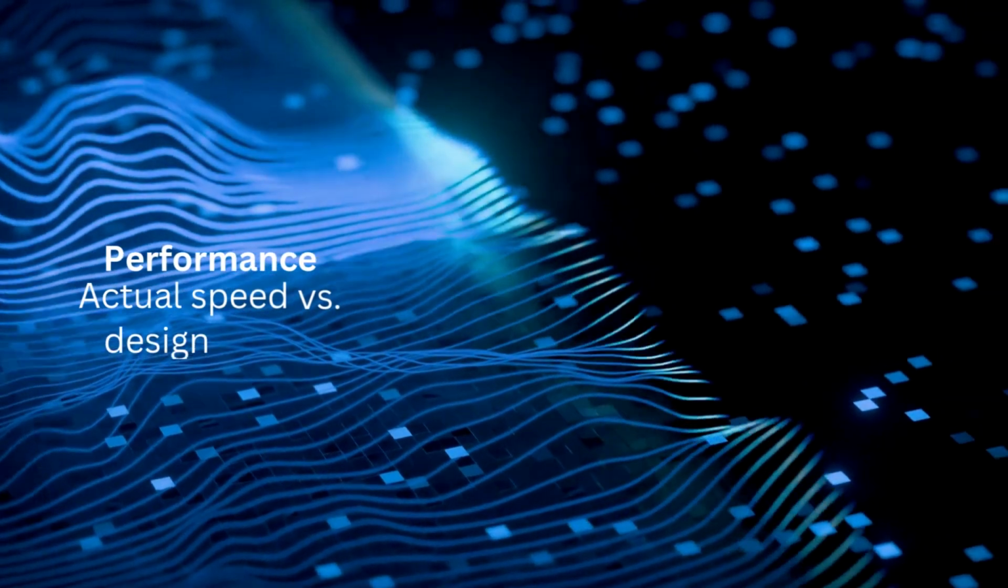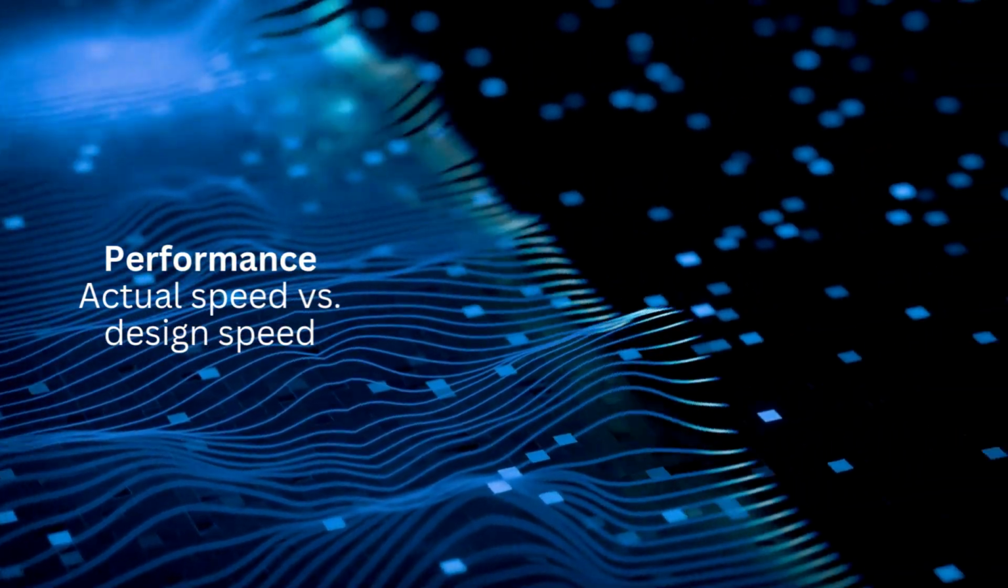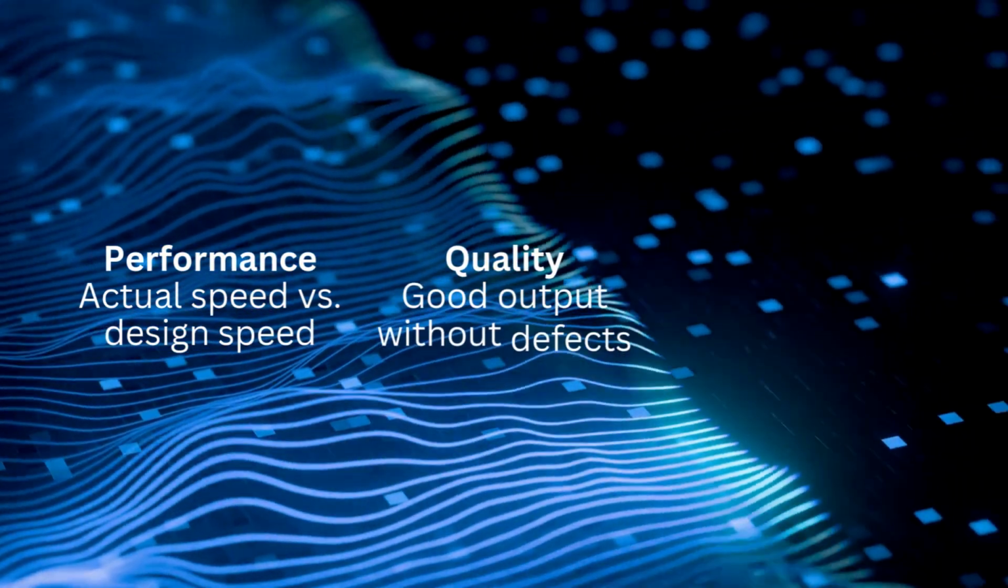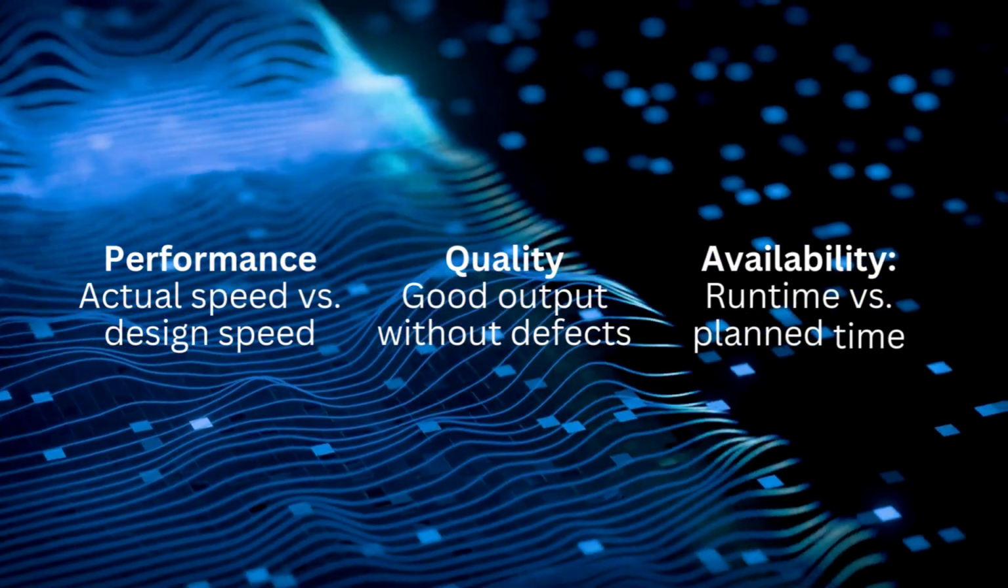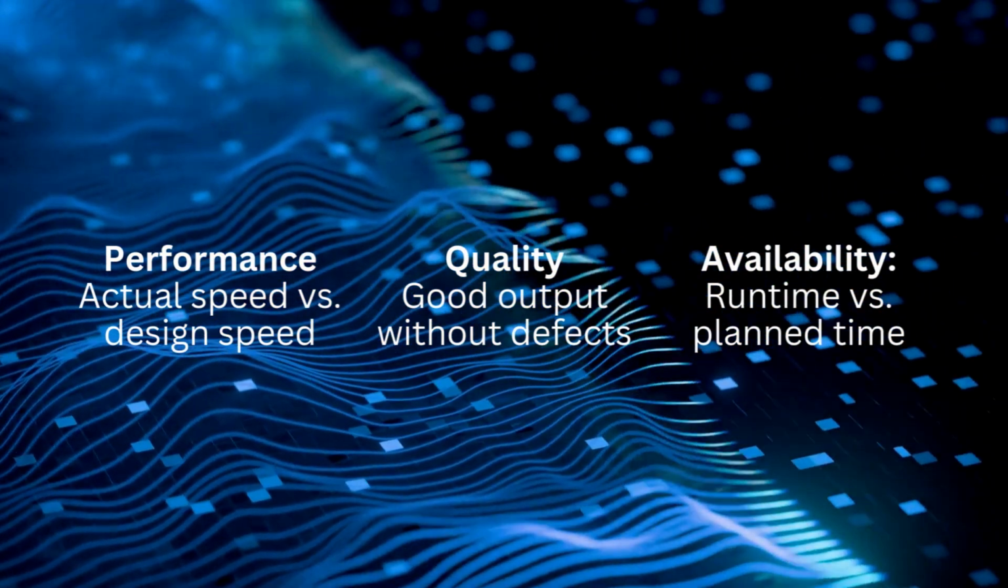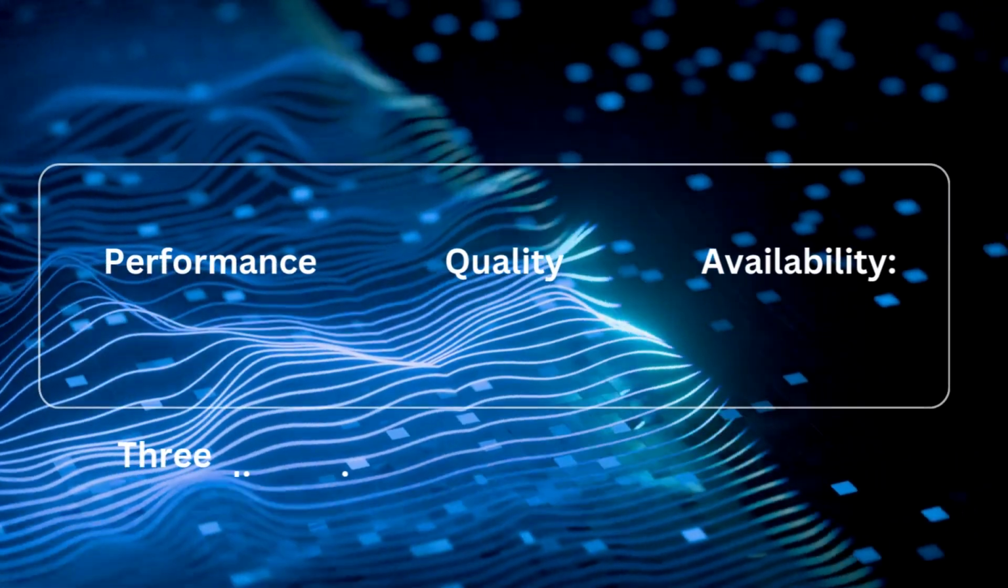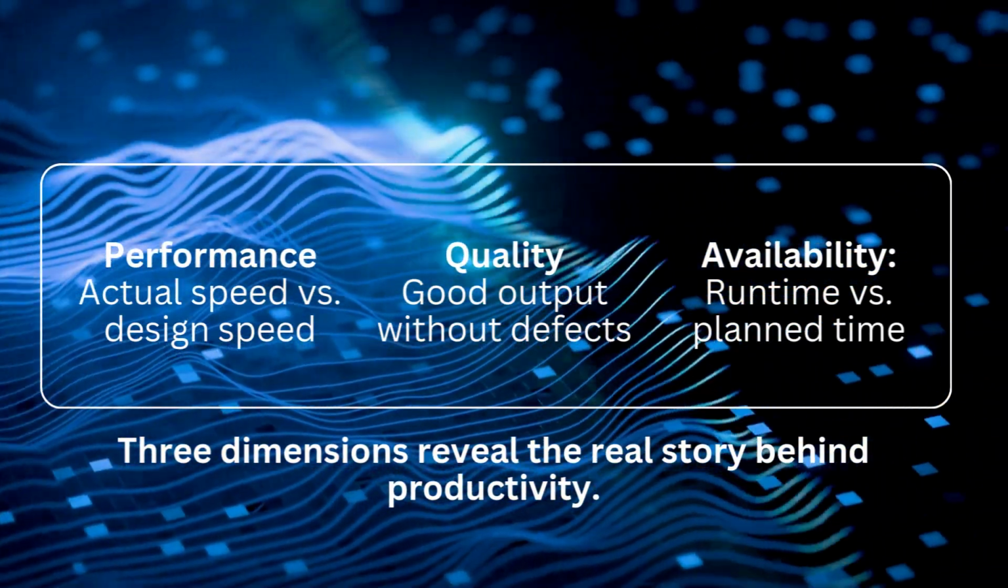Performance, how fast the equipment runs versus its designed speed. Quality, how much good product is produced without rework or scrap. Availability, how often the equipment is actually running when it should be. Together, these three dimensions reveal the real story behind productivity.